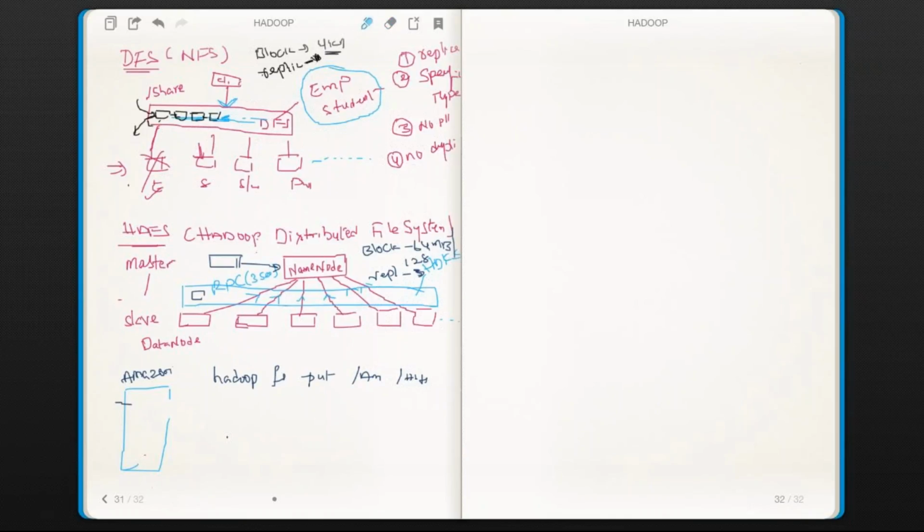Even in a normal file system, this is what happens. Why am I repeating this multiple times? This is very basic. We should understand how the data is stored. First, we should understand what a block is.